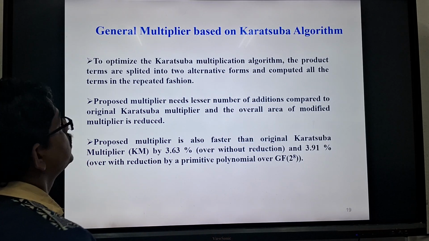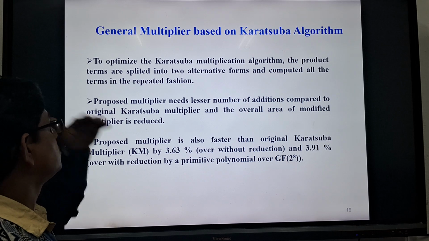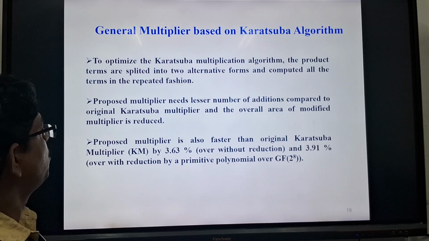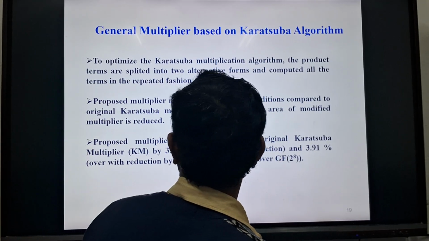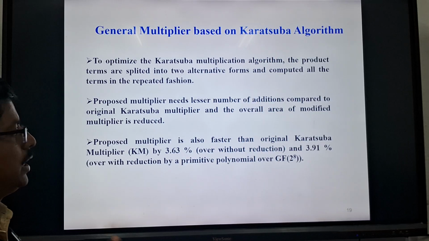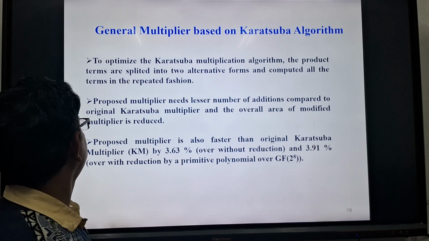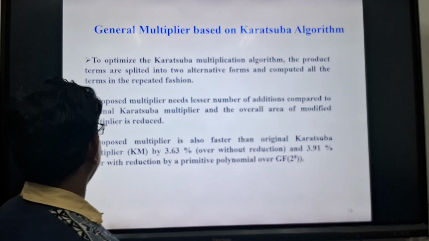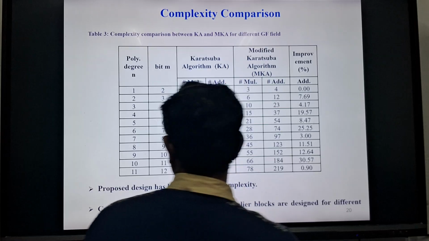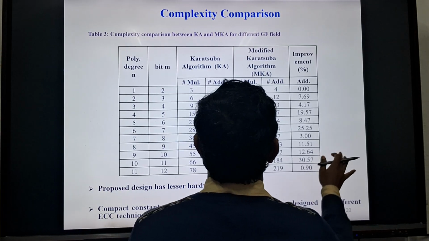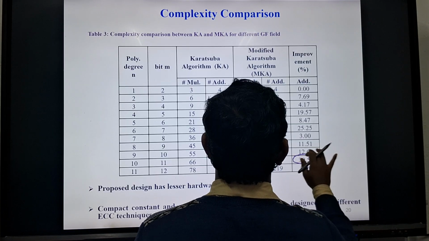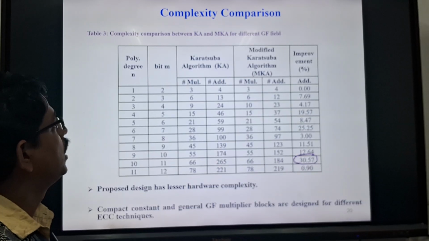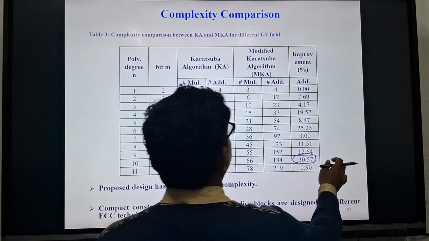And for the general multiplier based on the Karatsuba algorithm, to optimize the Karatsuba multiplication algorithm, the product terms are split into two alternative forms and all the terms are computed in a repeated fashion. The proposed multiplier needs a lesser number of additions compared to the original Karatsuba multiplier, and the overall area is reduced. This diagram shows the theoretical complexity of the Karatsuba algorithm and the modified Karatsuba algorithm for different GF fields. So you see the overall improvement.